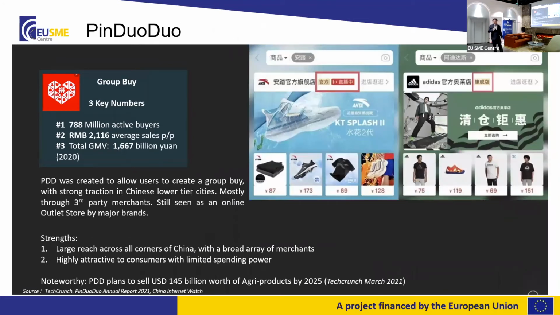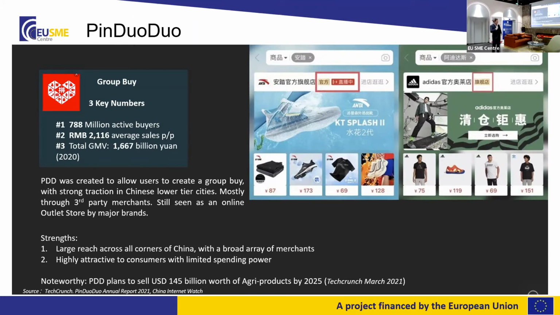Secondly, Pinduoduo, and this is a really interesting one, because they now claim to have more transactions than Alibaba, which is kind of phenomenal considering Alibaba had 85% of all transactions just a few years ago. The big brands themselves treat it a bit like a giant outlet store. Many of them don't really have their own flagship stores on here. It's mostly resellers. It could be authorized resellers, it could be traders, and there's tens of millions of these resellers there.